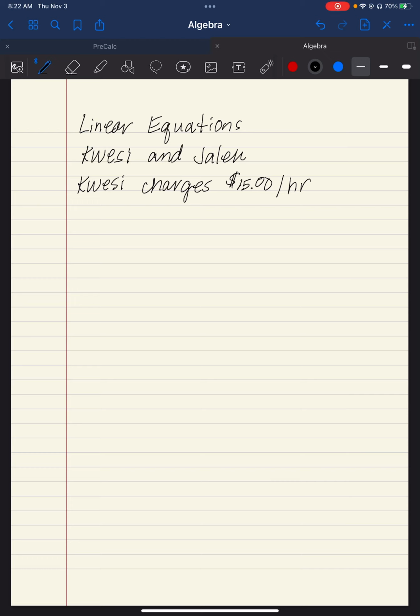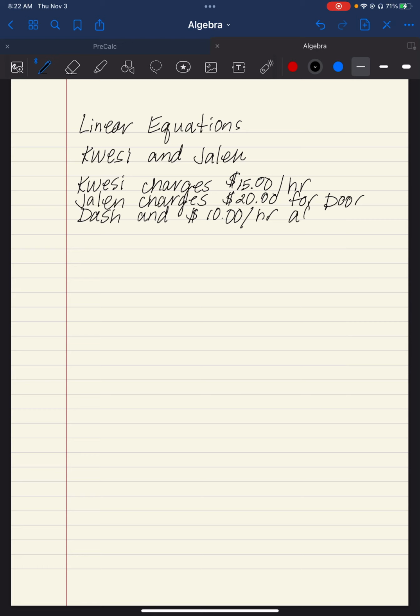And then Jalen charges $20 up front for DoorDash. So if he babysits, you've got to feed him. And then after that, he's going to charge $10 per hour. So that is our scenario.